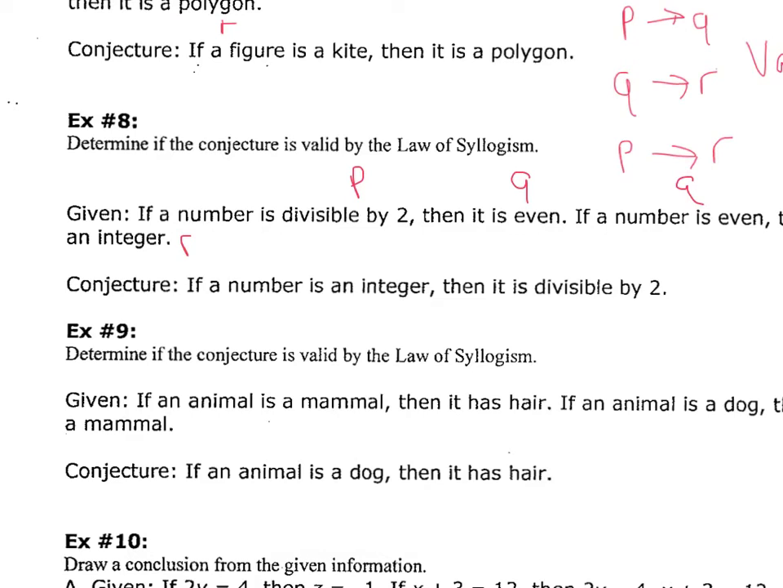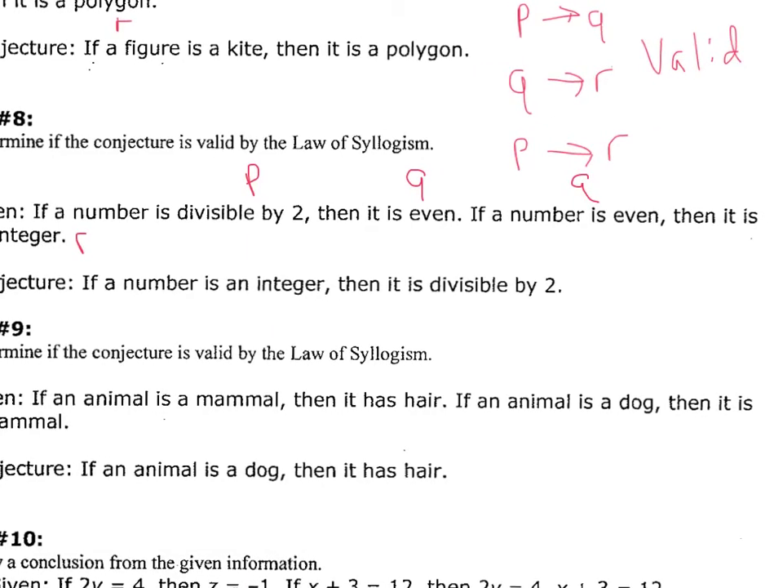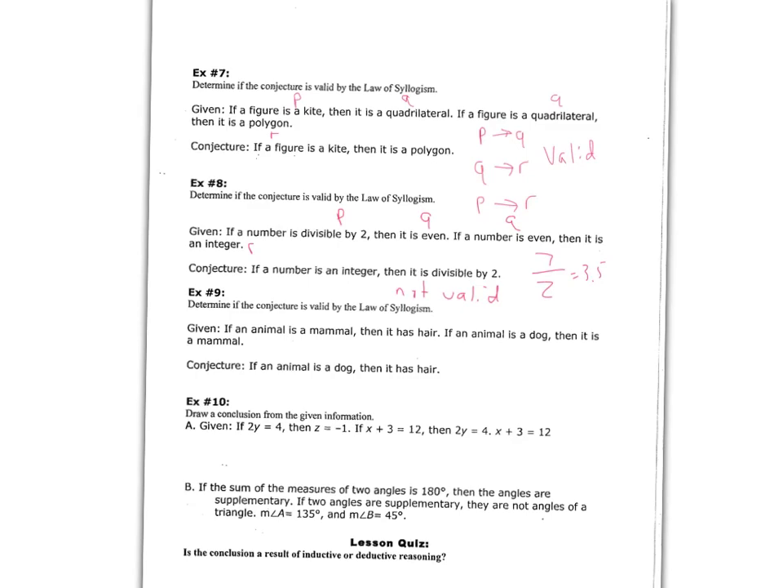Okay, and it says if a number is an integer, then it is divisible by 2. Well, that's not always going to be true, because you could have a number that is an integer, say 7. Well, 7 divided by 2 is not evenly divisible. That would be 3.5. So we know that this statement is not valid. Okay, let's try another.